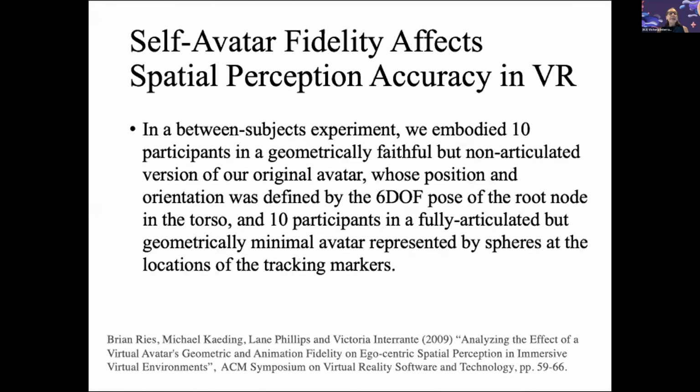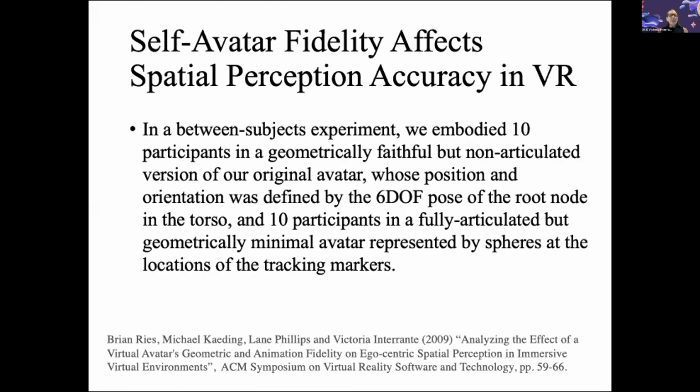So what we did is we conducted another between subjects experiment. We recruited 28 additional participants, 10 of whom experienced a geometrically faithful but motion compromised avatar. So the avatar was non-articulated, and it was anchored to the position of their torso. And 10 of the participants experienced a faithfully animated but geometrically sparse avatar, where all of the motion tracking markers were represented as small spheres.